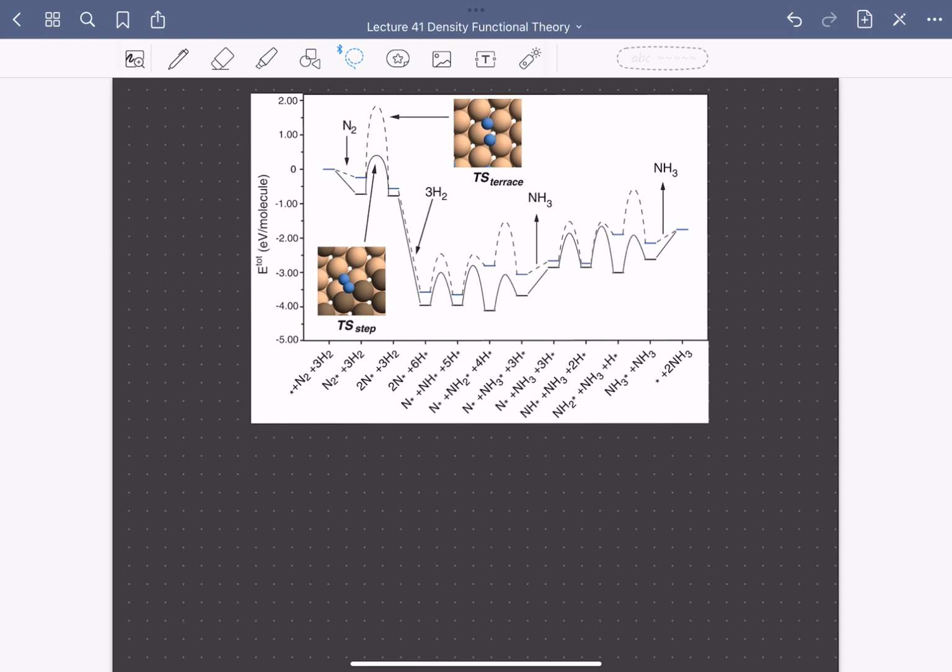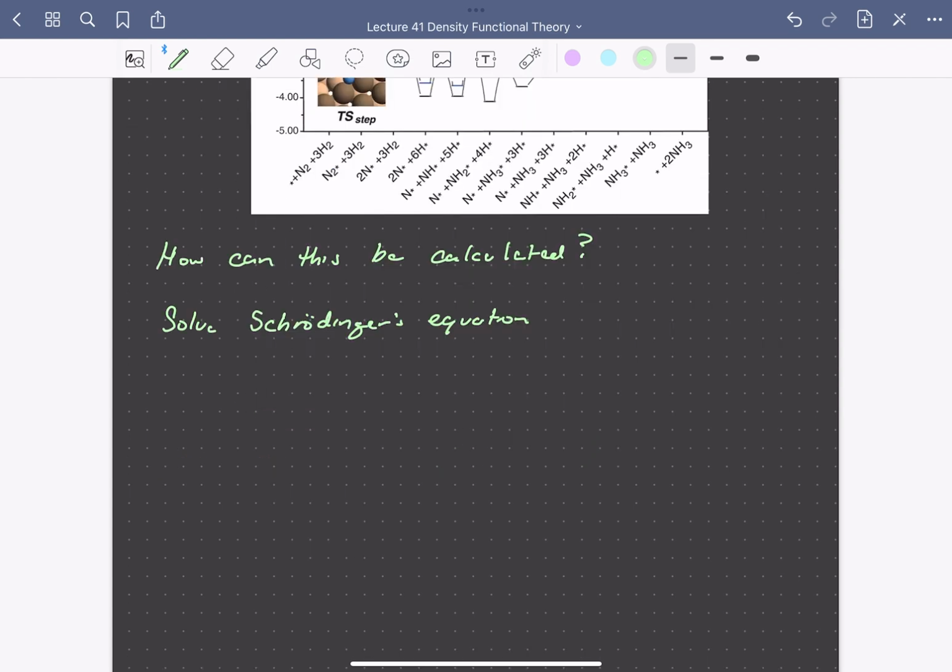But first, here in this video, we want to very briefly discuss how we can actually calculate this potential energy diagram. So the information we want to build our potential energy diagram is the ground state energy of our system with respect to the positions of all of our different atoms. So this information is contained in the wave function, which we typically denote psi. So to find the wave function, we need to solve the time-independent Schrödinger equation. So this is typically written in a form that looks like this.